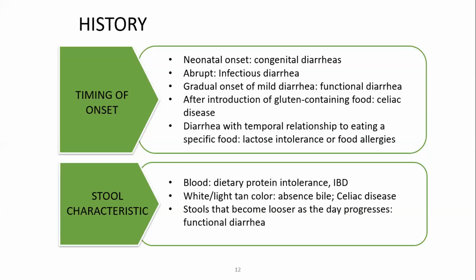If the diarrhea occurs after introduction of gluten-containing food, then you might be dealing with celiac disease. And if the diarrhea occurs with a temporal relationship to eating a specific food, then it might be due to lactose intolerance or food allergies. Now, about the stool characteristics, if you find blood in the stool, then you might be thinking of IBD. If the stool is pale or light tan in color, then you might be dealing with a bile problem, such as biliary disease or celiac disease.